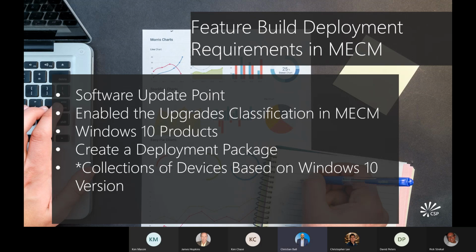So if you've got Microsoft Endpoint Configuration Manager, you have some basic things that you need to have in place in order to manage your feature builds. You don't have to have Intune, but it's recommended that you do. You can leverage desktop analytics to get a lot of information about your environment, which we've talked about in the past in this series. But you really just have to have a server that is set up to be your software update point. You've got to have the proper classifications enabled for that software update point.